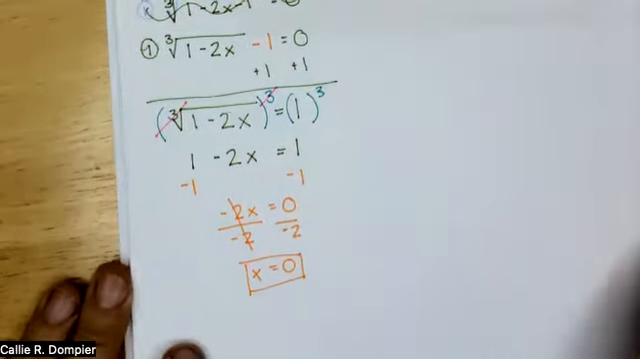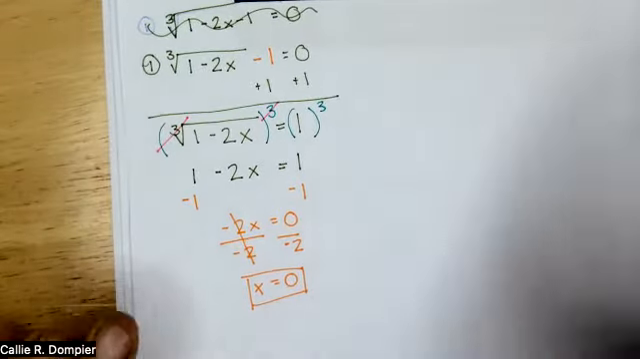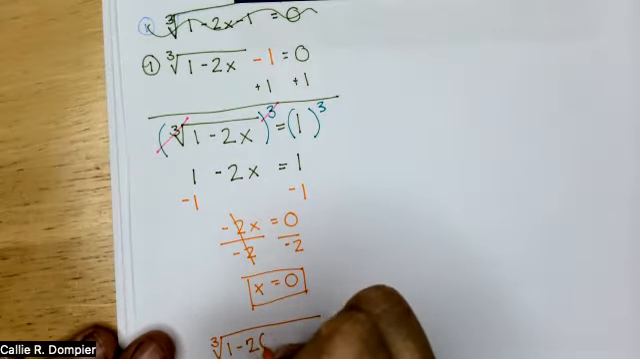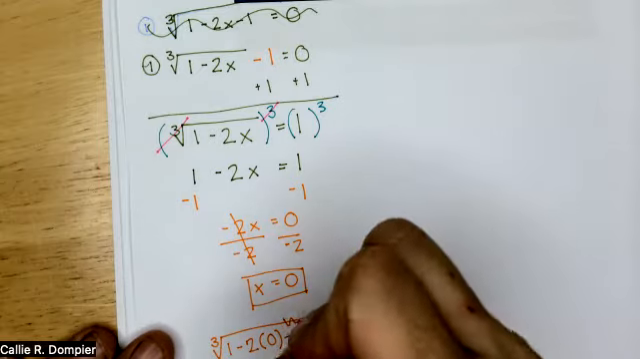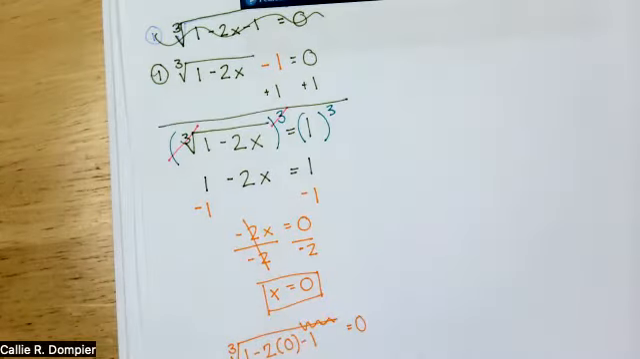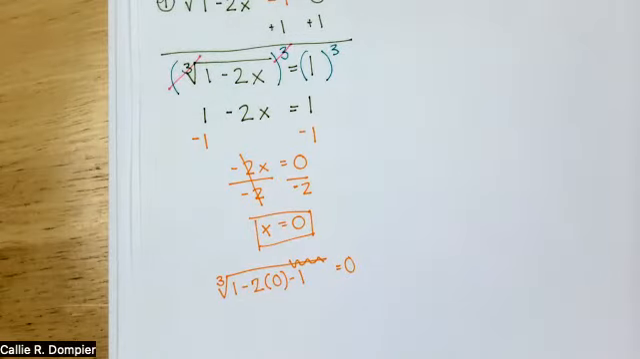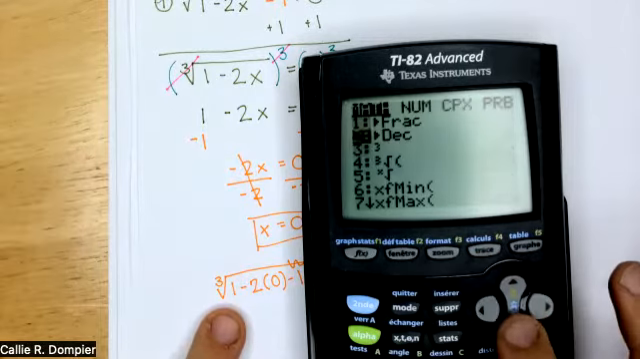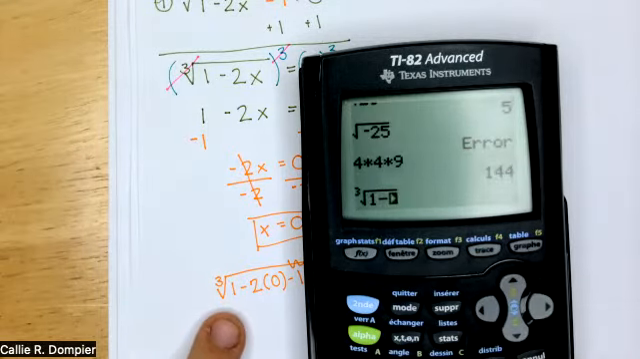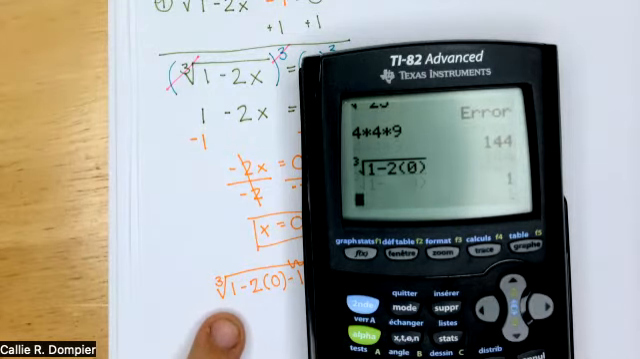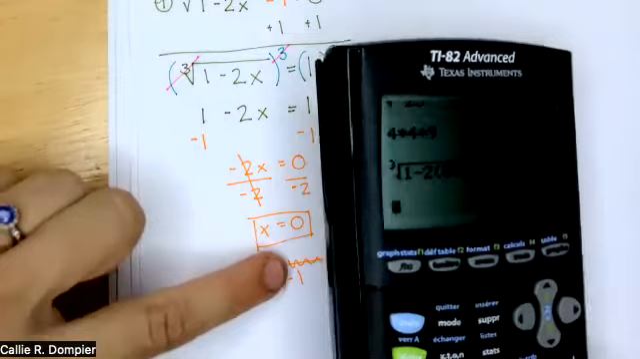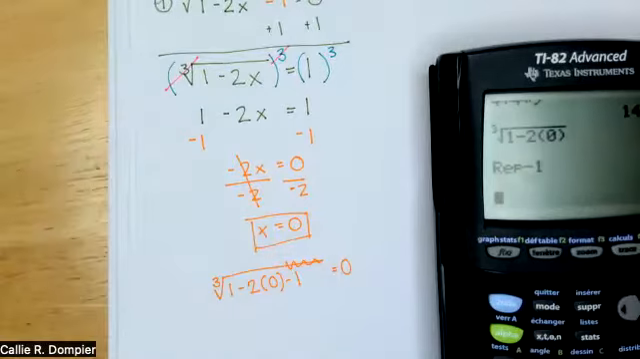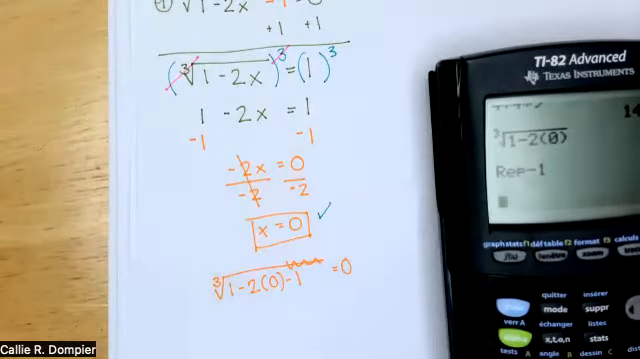Again, I said make sure you check it. So if x is 0, is the third root of 1 minus 2 times 0, minus 1, equals 0? That minus 1 was not under the radical, I apologize. So this was the third root of 1 minus 2 times 0. We get 1 minus 1 equals 0. Yes. So that solution is a good solution.